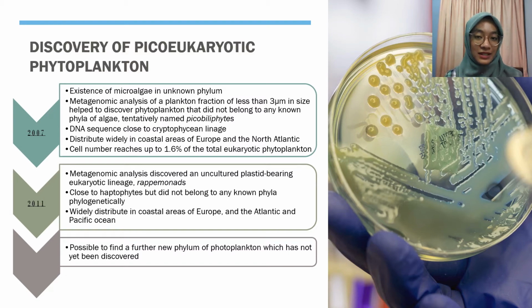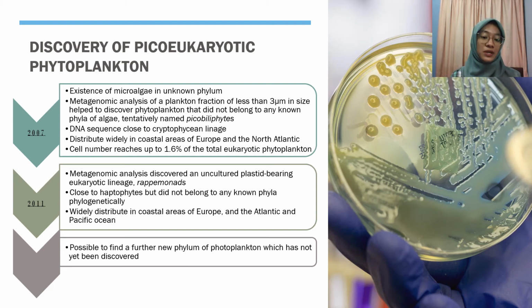Next, in 2011, an uncultured plastid-bearing eukaryotic lineage, Rappemonads, was discovered with metagenomic analysis. It is close to Haptophytes, but did not belong to any known phyla phylogenetically. These Rappemonads are widely distributed in coastal areas of Europe and the Atlantic and Pacific Ocean. Since algae in both candidate phyla have not been isolated and cultivated, their characteristics are not yet known. It is possible to find a further new phylum of phytoplankton which has not yet been discovered.